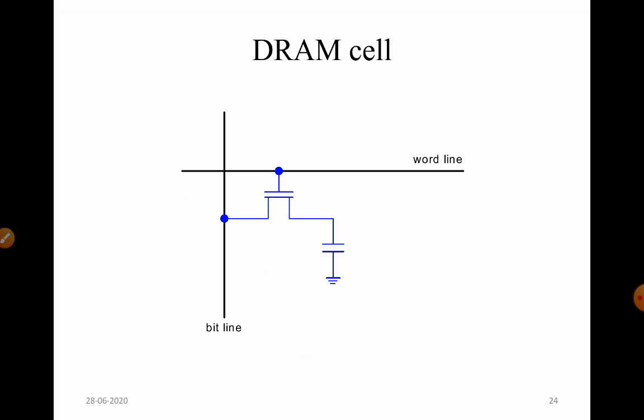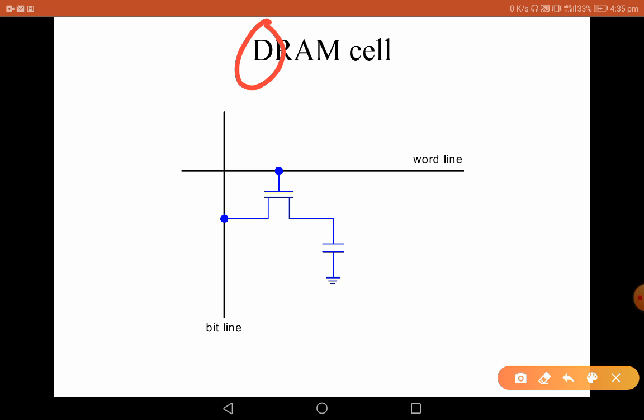Now we will go to DRAM. What is DRAM? Dynamic RAM. What is the difference between SRAM and DRAM? In SRAM we know we need 6 transistors, but in DRAM we need only 1 transistor. The word dynamic is used, so why is the D used? Because we use a capacitor.